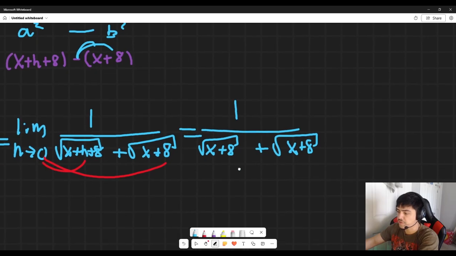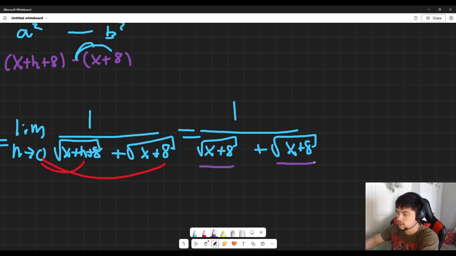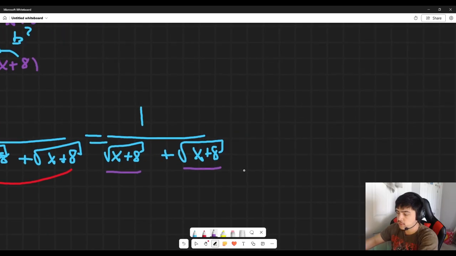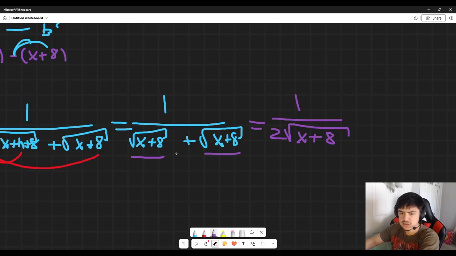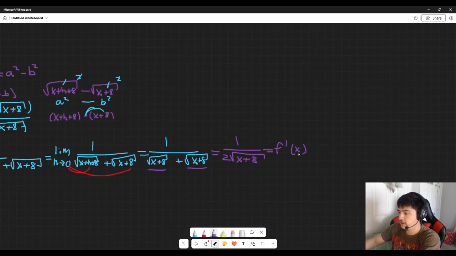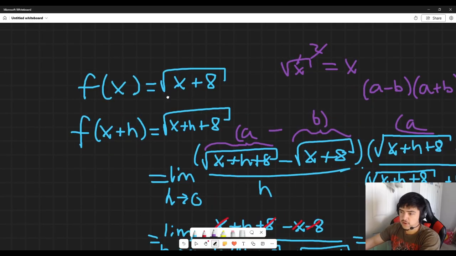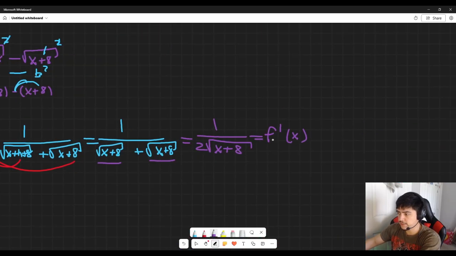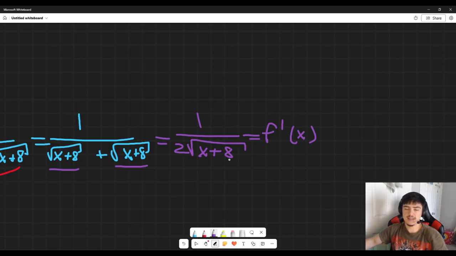Right? Now look, these are the same terms, x plus 8, x plus 8. Since these are the same, we're adding them. This is going to turn into 1 over 2 square roots of x plus 8. Right? Does that make sense? These are the same terms, so we can combine like terms, and we have 2 of them now. Multiplication is just repeated addition. So yeah, this is our final answer. This is the derivative of the function square root of x plus 8. We get 1 over 2 times the square root of x plus 8.